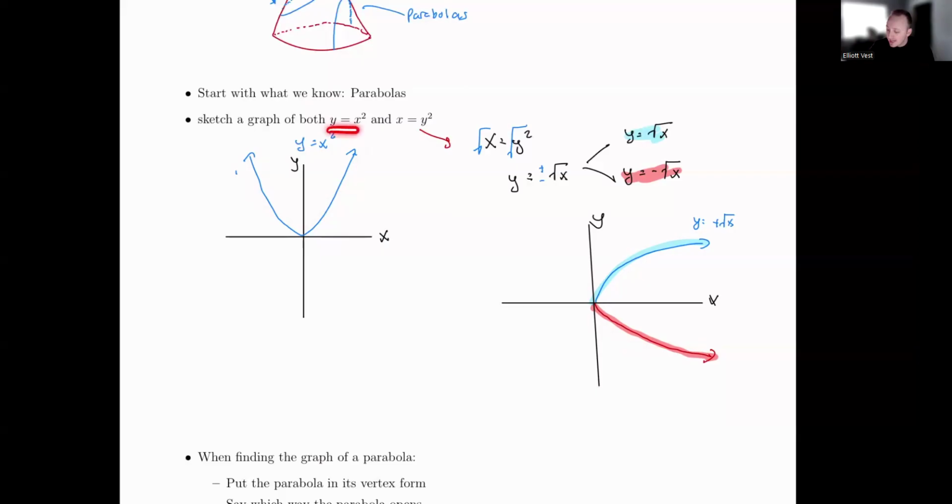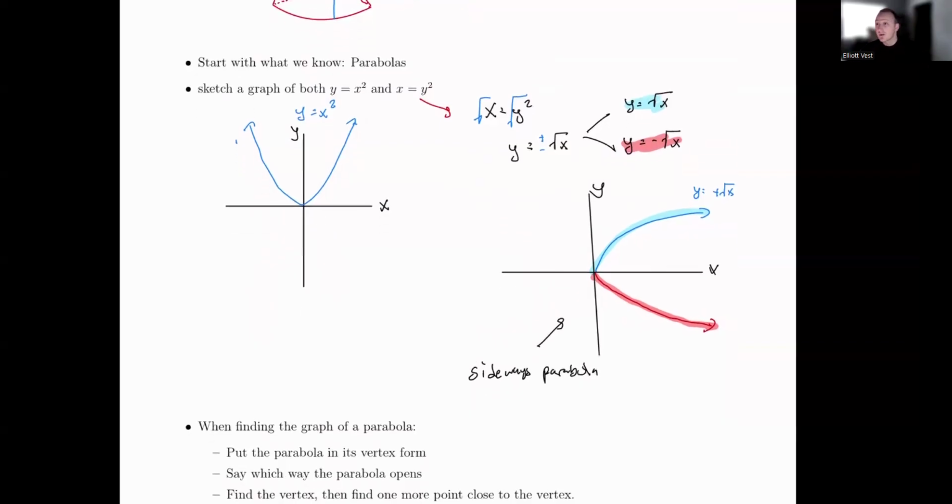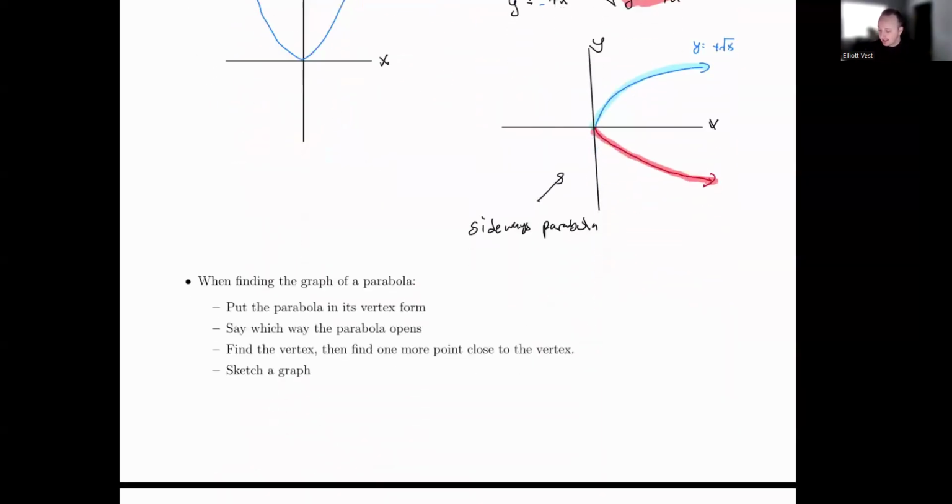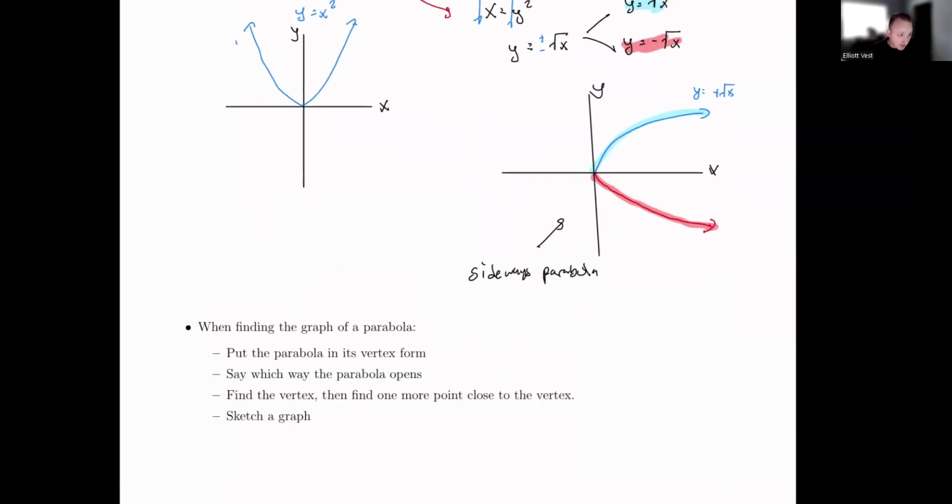If it's y equals x squared, like before, we're opening up or down. If it's x equals and then a y squared, we open side to side here. So we're going to call this a sideways parabola. And whenever we see things with y squareds, we already know we're pushing towards a graph like that. Okay, so when finding the graph of a parabola, we've already done it a lot in the quadratic section, but let's extend this further for y squared values.